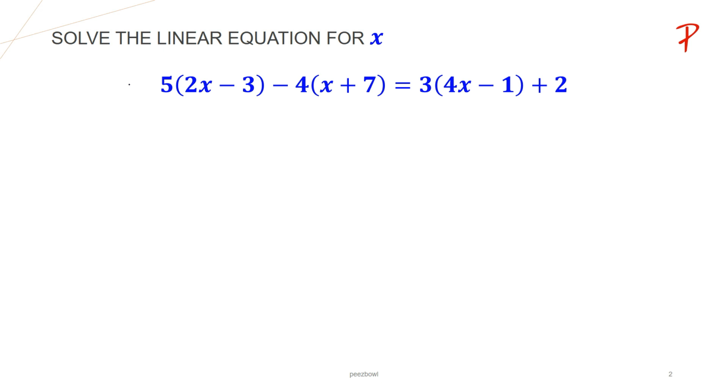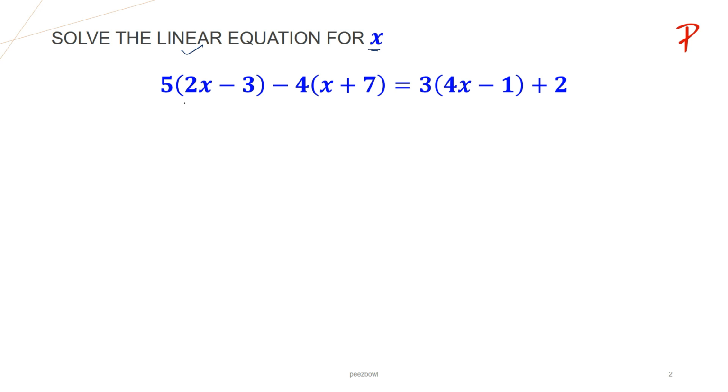Hi, let us solve this linear equation. In this equation, we need to find out the value of x, right? We have 5 within the bracket 2x minus 3, minus 4 within the bracket x plus 7, and this is equal to 3 multiplied by the bracket 4x minus 1, plus 2. We need to find out the value of x. Okay, let us see how we do it.